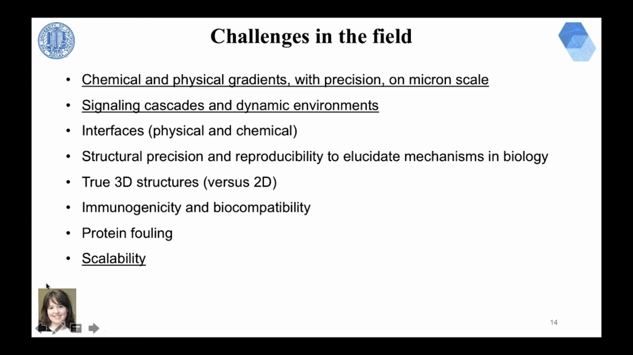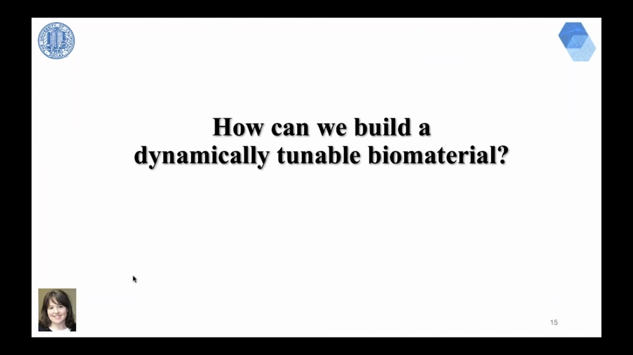And then from a practical perspective, scalability is an issue. We can make lots of really cool biomaterials in the lab, but often if we think about translating them into the clinic, it's just not feasible. So today I'll be talking about some of our efforts towards addressing these underlying challenges using hydrogels. And we can begin with the question, how can we build a dynamically tunable biomaterial? And more specifically, since my group works on hydrogels, how can we make a dynamically tunable hydrogel?